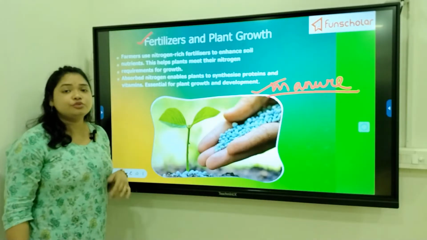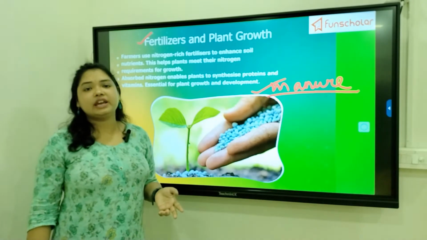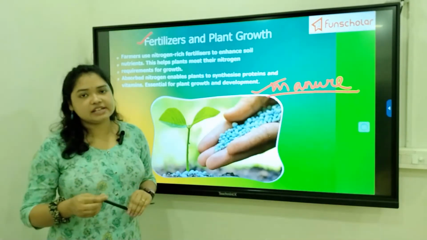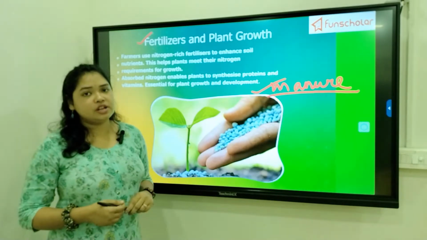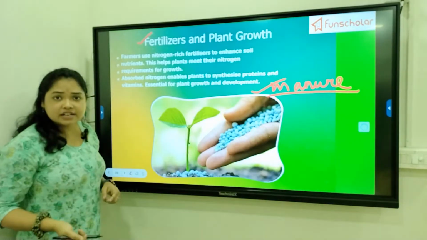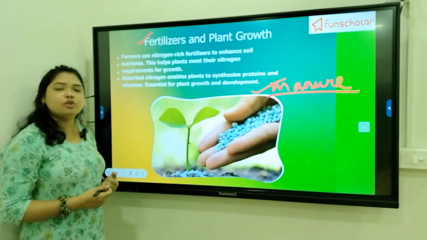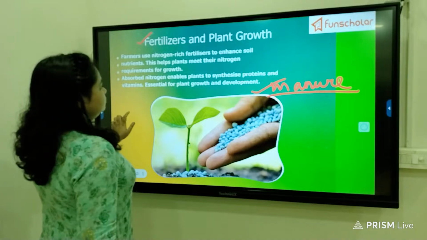Fertilizers also, if we use them judiciously, then they can lead to fewer problems. For example, if we use excessive fertilizer, then the problem of pollution of the water bodies can occur. But if we use fertilizers at the right time and in adequate quantity, then all these problems can be overcome to a large extent.